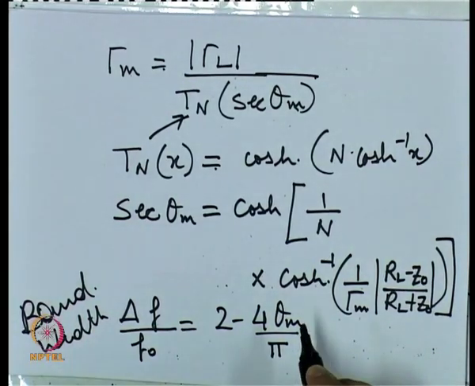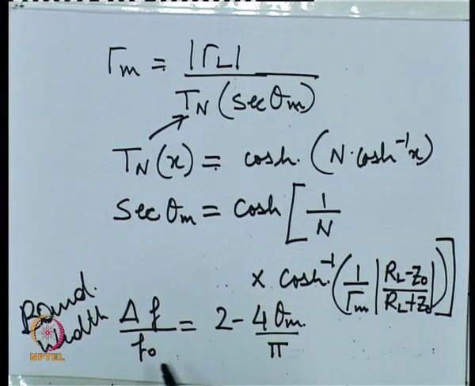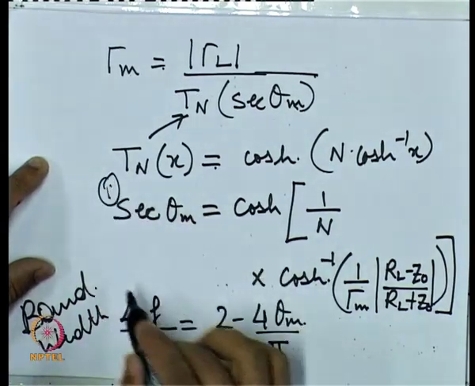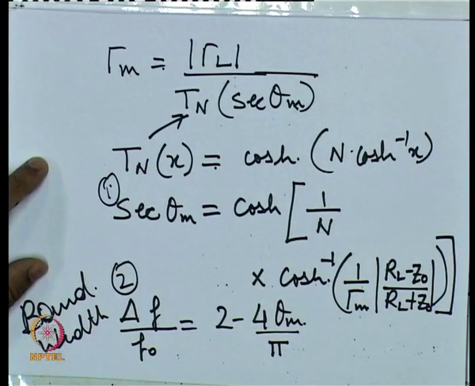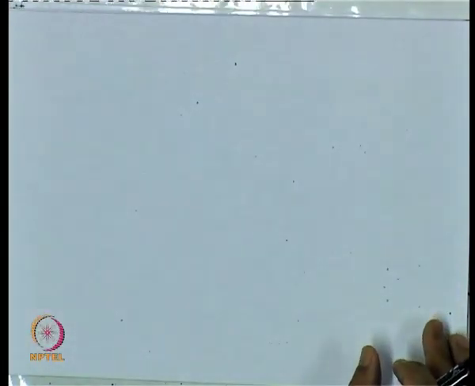So, given a certain value of gamma m, we first find out the value of theta m, and from this using this formula, and once we find out the value of theta m, we find out the fractional bandwidth. So, this is how the design goes. First, this is step 1, this is step 2, and then we just simply equate the values of the Chebyshev polynomial with our expression for the input reflection coefficient of a multi-stage impedance matching network. But then the expansion for the Chebyshev polynomial is not so simple as we saw, as the case was for the binomial polynomial. So, let us see how we can do that.